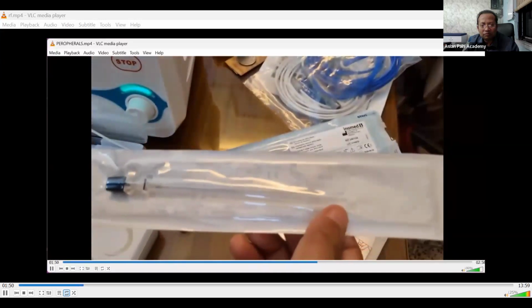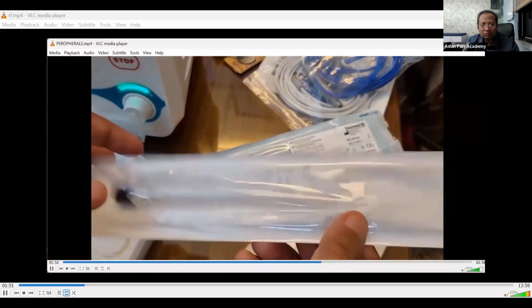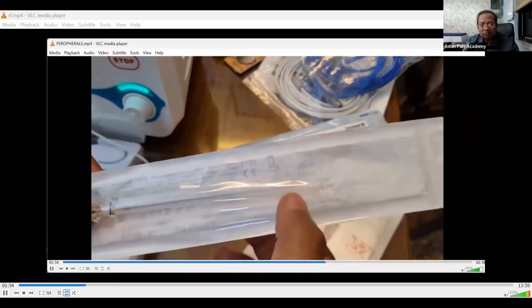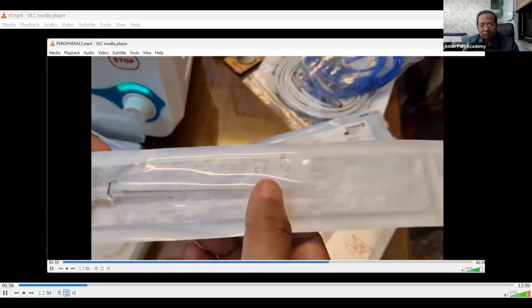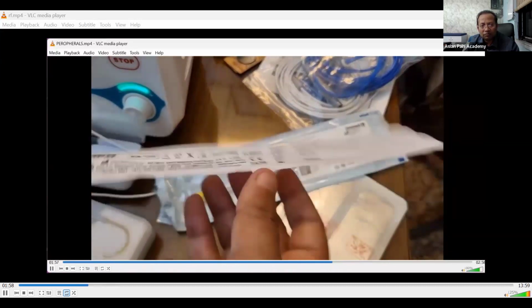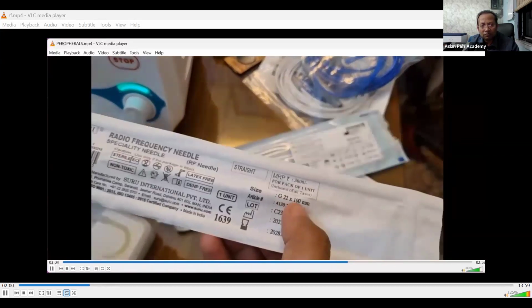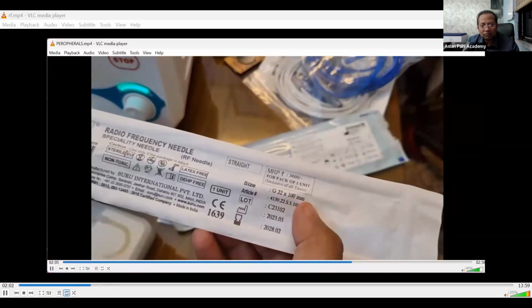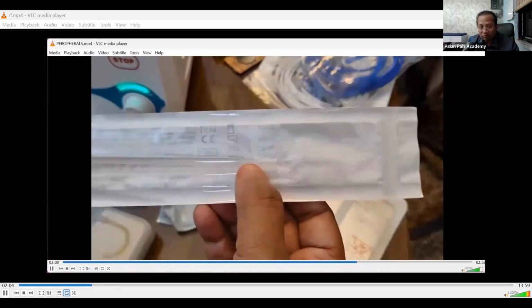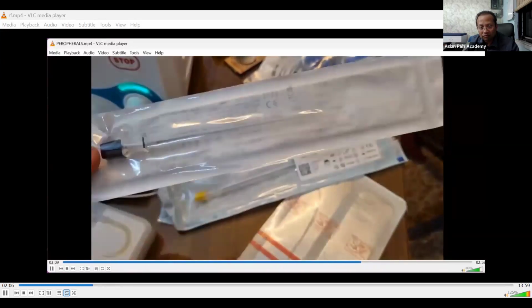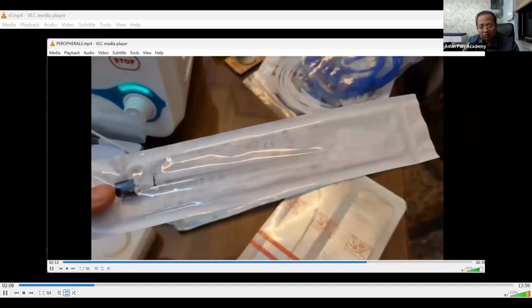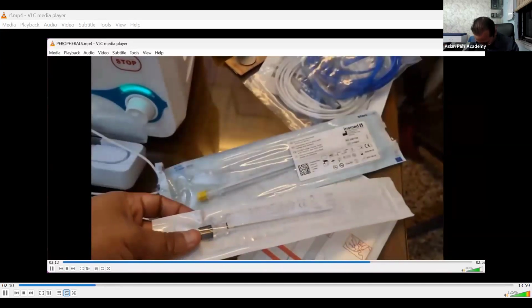And we have the gauge of this needle. Okay, this is 22 gauge. So we have this radio frequency needle. You can see it is 22 gauge and 100 millimeter. That means 10 centimeter. And active tip, you can see it is 5 millimeter. So this is most commonly used for the radio frequency ablation for the trigeminal neuralgia.